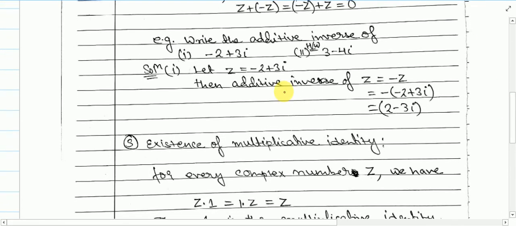Example. Here I have taken a few examples. The first one is: write the additive inverse of minus 2 plus 3i. Here I am considering this to be z. Additive inverse of this will be the negative of this, so additive inverse of z will be minus z. So you're getting this. When you add these two, your answer will be 0. So that's why they are additive inverses of each other. This is your homework. Try it.